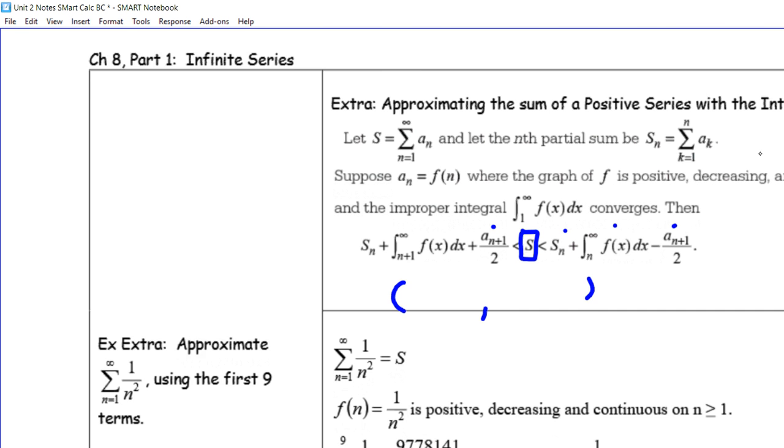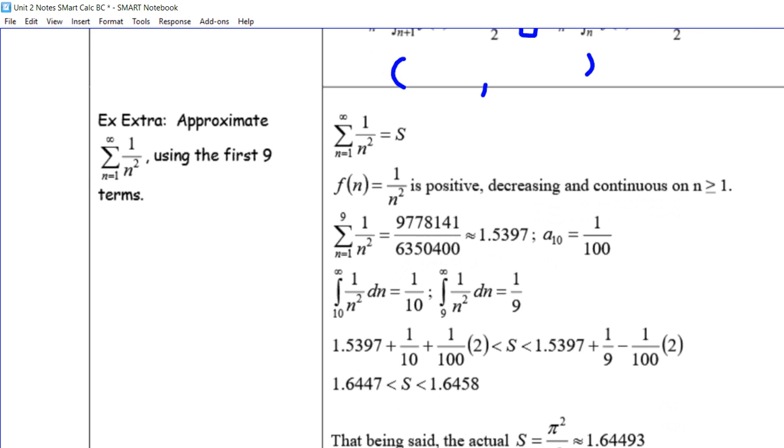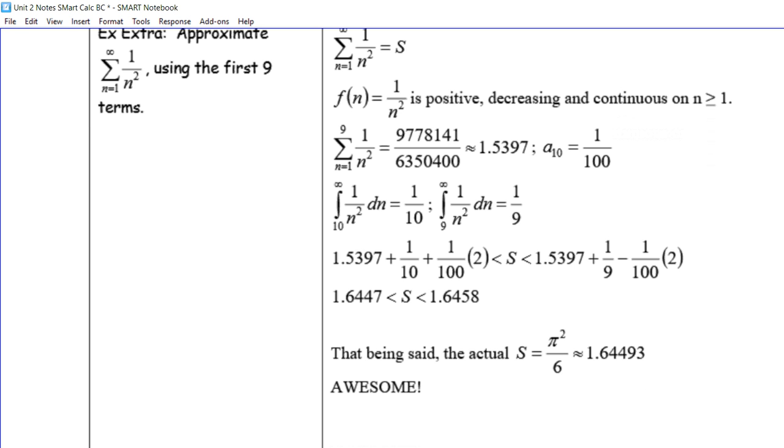And here is a quick little example of how they applied this. And again, this is all extra. If you want to look at it, it's pretty cool. You don't have to know this one. You will have to know the 2 that I teach you. But look how close they got it by this process.